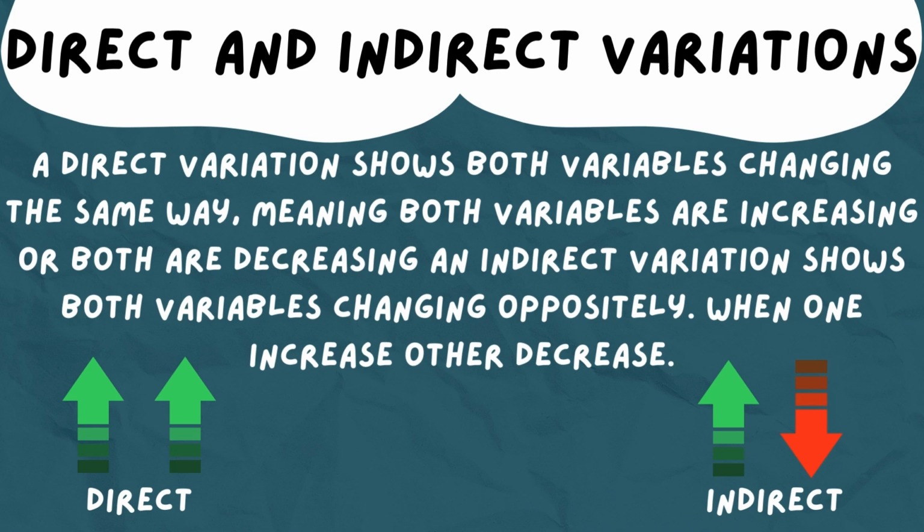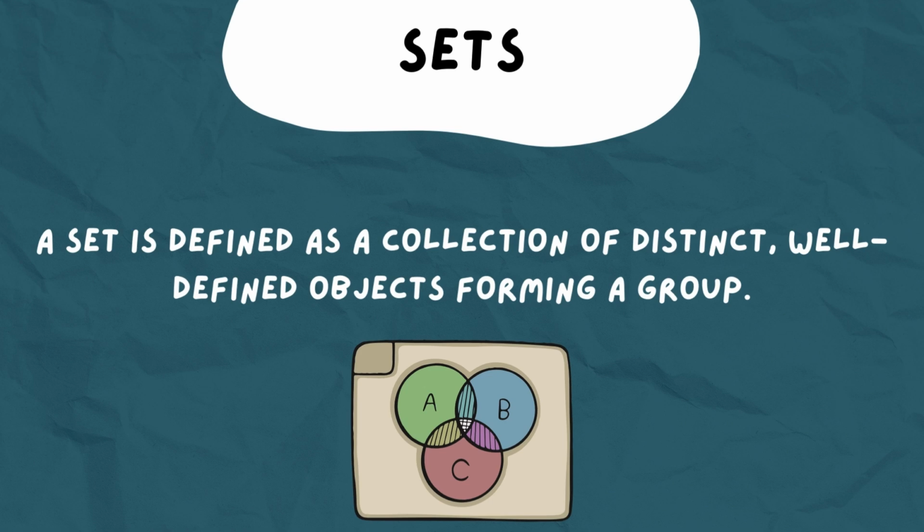Direct and indirect variations. A direct variation shows both variables changing the same way, meaning both variables are increasing or both are decreasing. An indirect variation shows both variables changing oppositely. When one increases, the other decreases. A set is defined as a collection of distinct, well-defined objects forming a group.